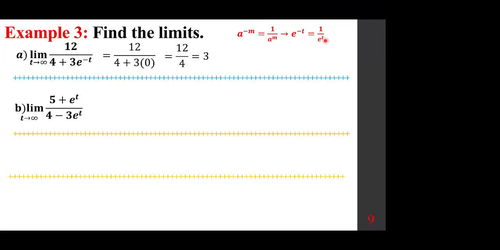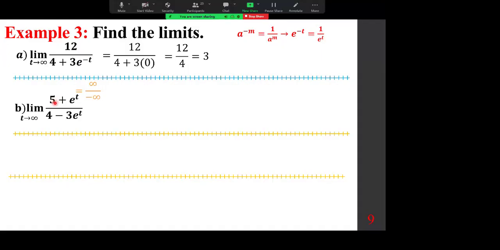Now, this is not a rational expression. However, it's a fractional format similar to that. And if you plug in, I hope you recognize you get infinity in the numerator over negative infinity, because this is 5, this is e to the power of infinity, which is infinity. This is 4 minus 3 times e to the power of infinity. So this is negative 3 times infinity. So that is indeterminate.